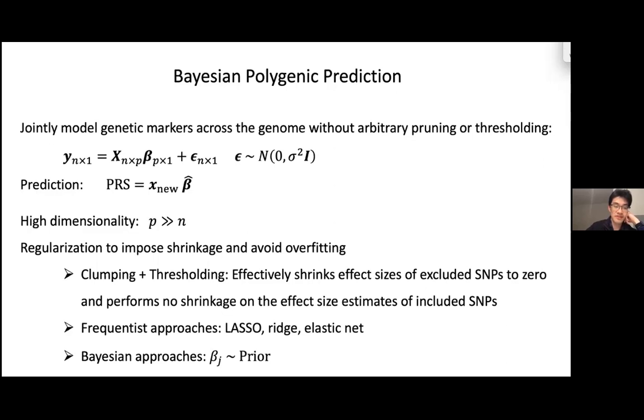So in the past few years, we also see many Bayesian polygenic prediction methods that have been developed. And the Bayesian approach to tackle this high dimensional regression problem is to assign a prior on SNP effect sizes to impose shrinkage. So all the models basically fit the same regression, and the difference is what prior distribution to use. So the question here is, how do we design a prior, or which prior is optimal for this type of genomic prediction problem?